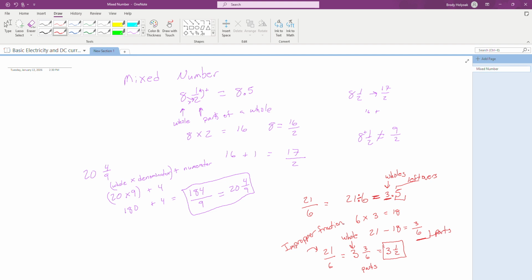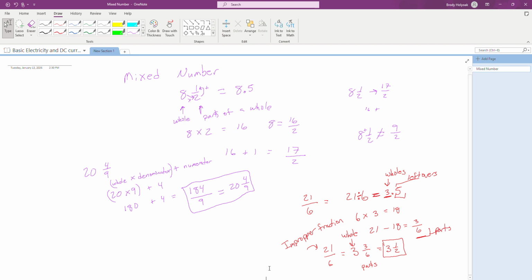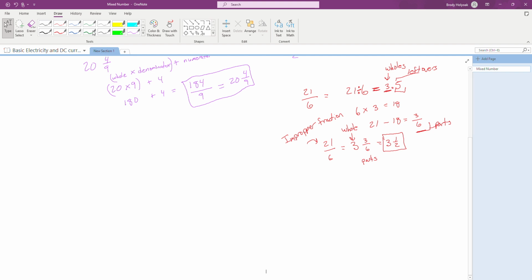All right, so again, we'll go through another example, if I can get my screen to move a little bit for me. So same process. We're going to take 33 out of 12, so 33 twelfths, and we're going to convert that into a mixed number. So again, I've got to find out how many wholes do I have in here. So 33 divided by 12 is going to give me 2.75.